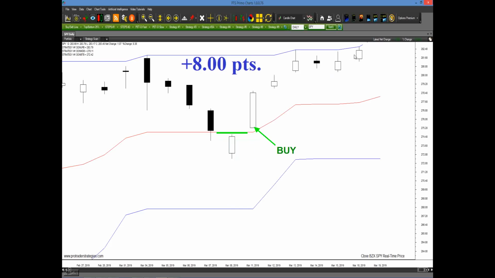Now we know that 8 points isn't a lot, and we know that a lot of traders can't trade the spiders because they're very expensive. But guess what? That 8 points represented 650 Dow Jones Industrial points. So the market went up 650 points in the next week.